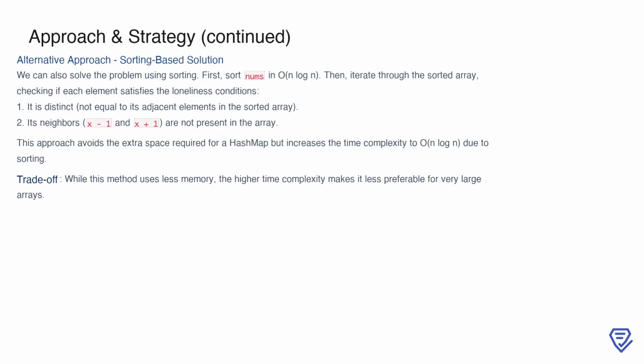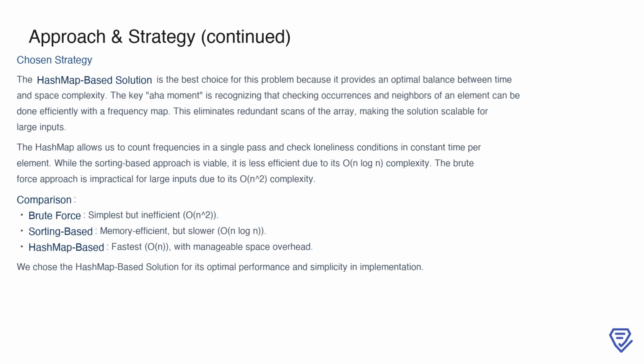While this method does not require extra memory for a frequency map, it sacrifices efficiency compared to the hash map-based approach. For very large arrays, the increased time complexity becomes a limiting factor, making this method less optimal in those scenarios. Among the approaches discussed, the hash map-based solution stands out as the most efficient and practical choice.